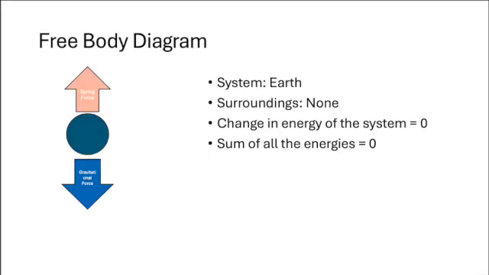The free body diagram here shows how the spring force pulls the spring back up if it's extended and down if it's compressed, and the gravitational force points down. The system is Earth. The surroundings are none because we're only focusing on the spring. So the system is Earth and the spring, and the change in energy of the system is 0. The sum of all the energies is also 0.